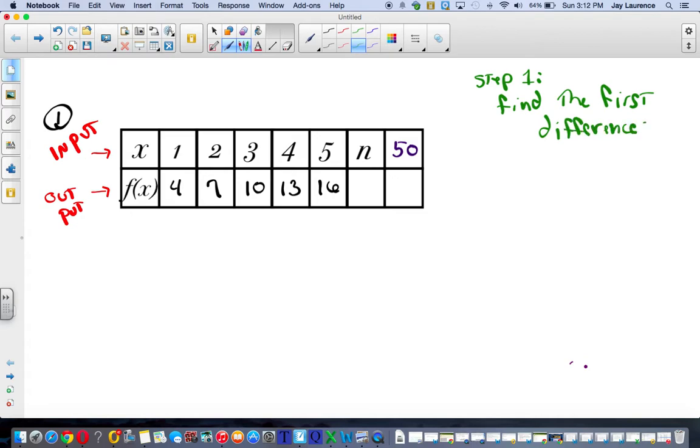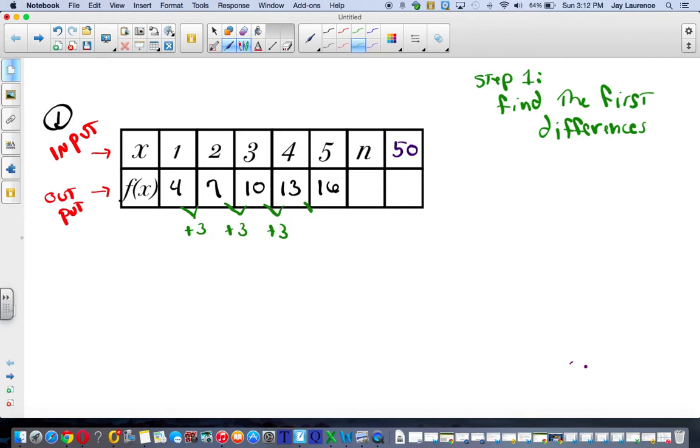And now when you're hearing differences, you should be thinking subtract. So in other words, how do I turn 4 into 7? What's the difference? Well, you add 3. 7 minus 4 is a positive 3. How do I turn 7 into 10? Well, I add 3. Okay, 10 to 13, I add 3.